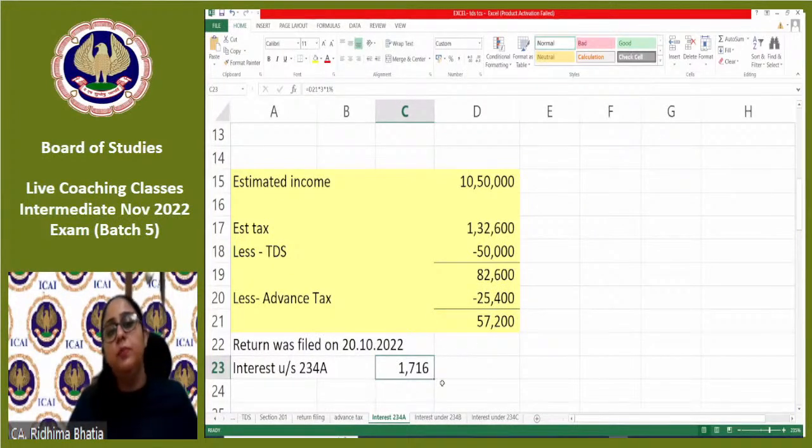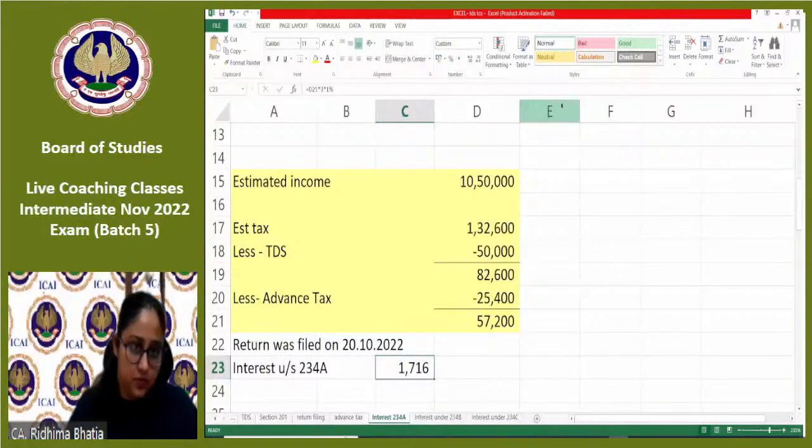So on 57,200, the 1% rate will apply for 3 months. Even if October is not complete, it is still part of the month, so full 1% would be applicable. Let's take the next scenario. I hope you have noted it. If you want, you can. So let's take the next scenario. What happened in the next scenario?